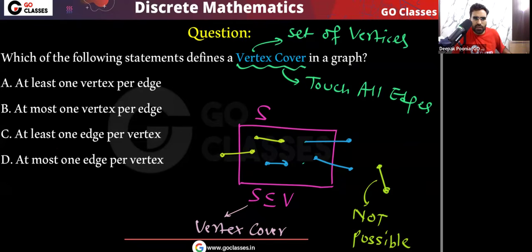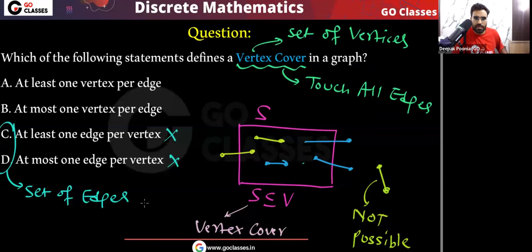So which of the following statements defines vertex cover? I can say at least one vertex per edge. Yes or no? Remember, vertex cover is a set of vertices, basically a subset of vertices. So these two options are gone, because these two options are sets of edges. Options C and D are basically sets of edges.